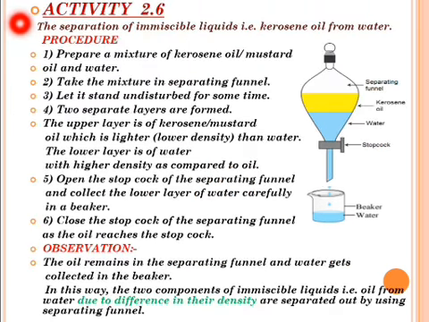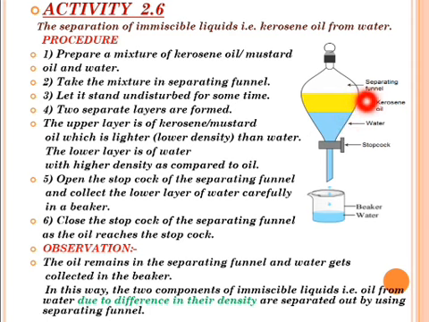Now let us see with the help of an activity how we can separate the components of two immiscible liquids. To separate the components of immiscible liquids like kerosene oil from water, we need a separating funnel. We can prepare a mixture of kerosene oil or mustard oil available at home and water. Then we can take the mixture of oil in water in a separating funnel. Allow it to stand undisturbed for some time. We will observe two separate layers are formed.